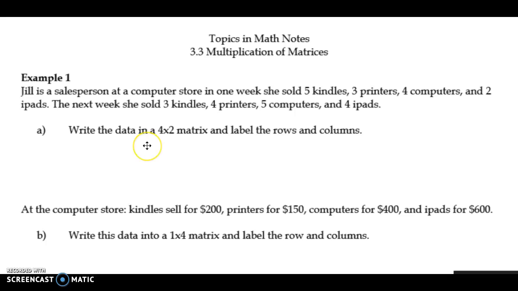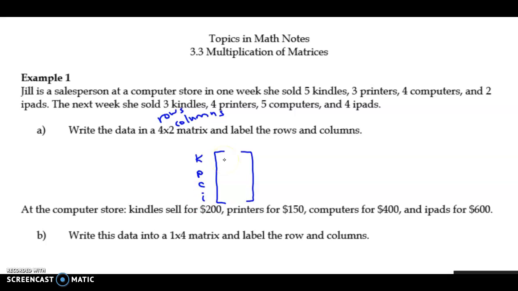So the first thing we want to do is write the data in a 4x2 matrix. So remember, the 4 stands for the rows, and the 2 stands for the columns. Okay, so we want to have the 4 rows, 1, 2, 3, 4. So we've got Kindles, I'm just going to abbreviate that K for short. We've got printers, computers, and iPads.